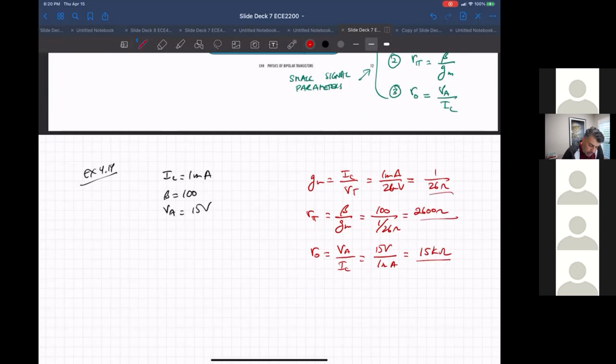So that gives you an idea about some of the typical numbers you'll see for these resistances. Of course, it depends on your actual device.